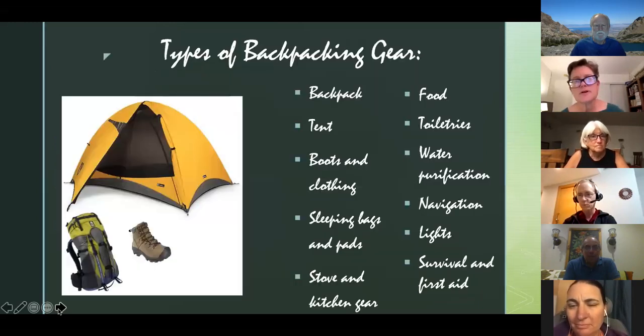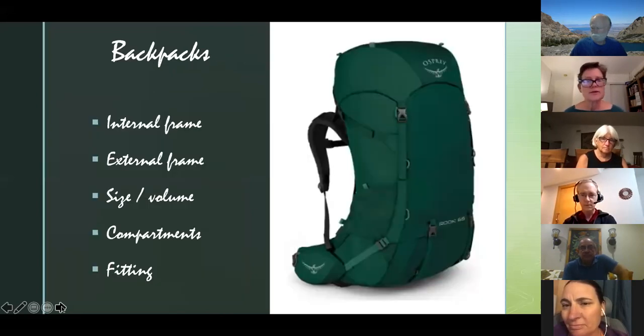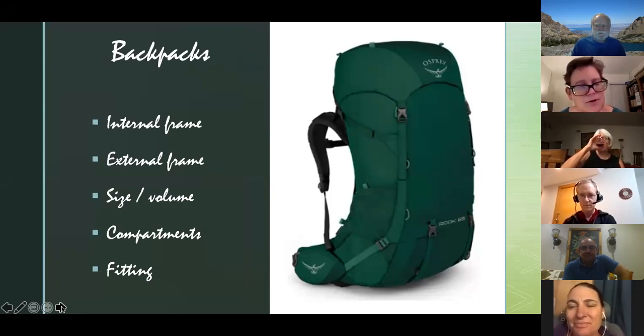Types of gear. As we know, we have our backpack, our tents, boots and clothing, sleeping bags and pads, stove and kitchen gear, etc. So let's start touching on each of these so we have a survey of what to expect. Backpacks: internal frames, the rare but well-loved external frames, size and volume considerations, compartments, and fitting. Let's start talking about what kind of backpack we should buy. Carla, do you want to start us out?